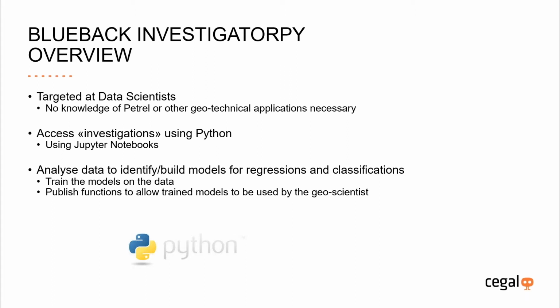Okay. And InvestigatorPI allows you to take the data from an investigation and to use scikit-learn and some of the models that Thomas just showed you to create regressions and classifications. And you could then take these trained models back to Petrel to run them on other data sets within the Petrel environment as a geoscientist.